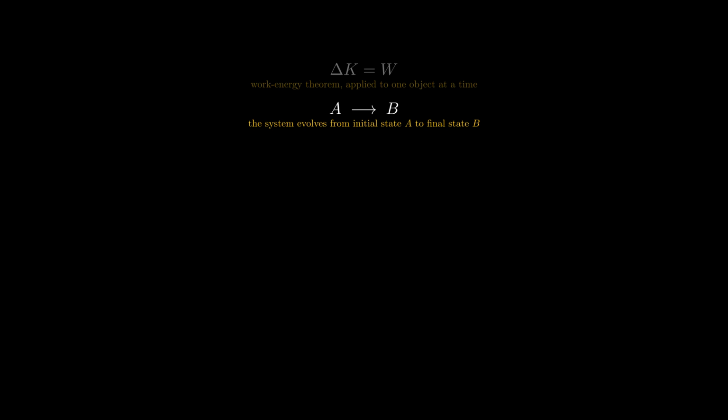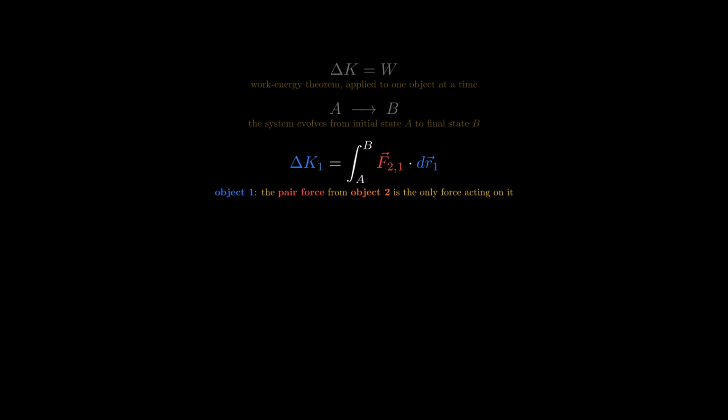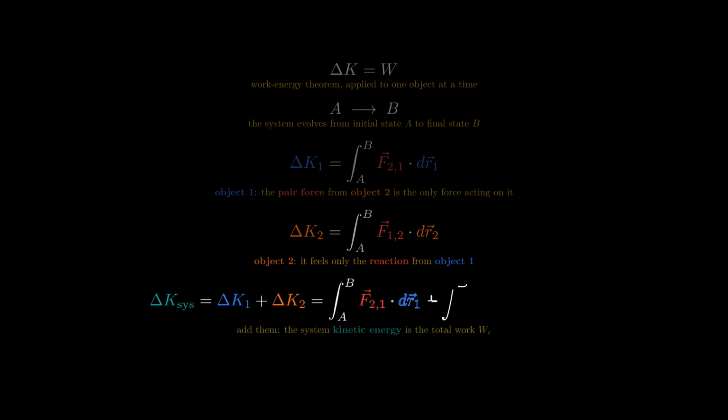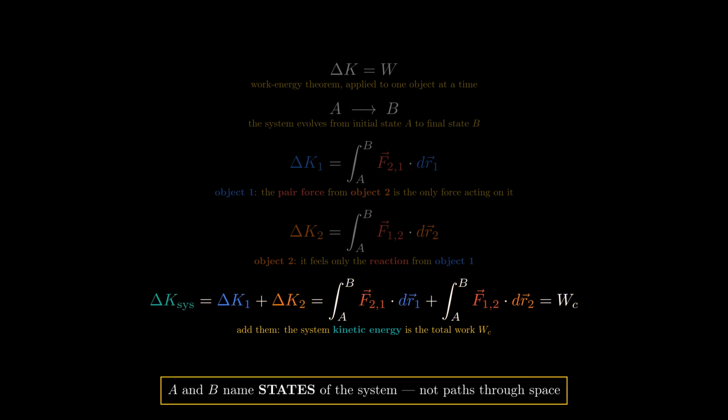Let the system evolve from an initial state A to a final state B. For object 1, delta K1 is the integral from A to B of F21 dotted with dr1. For object 2, delta K2 is the integral of F12 dotted with dr2. Adding them, the system's change in kinetic energy is the sum of the two work integrals, the total work W sub c done by the conservative force. One caution. The labels A and B name states of the system, not paths through space.